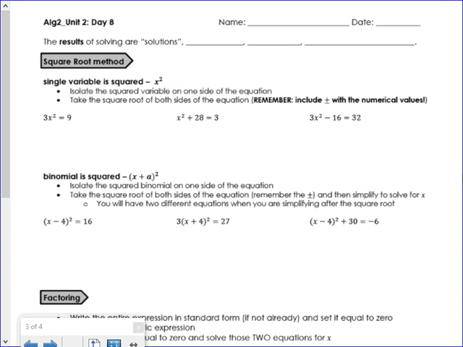So there are three main methods that we're going to be using: the square root method, factoring, and then the quadratic formula.